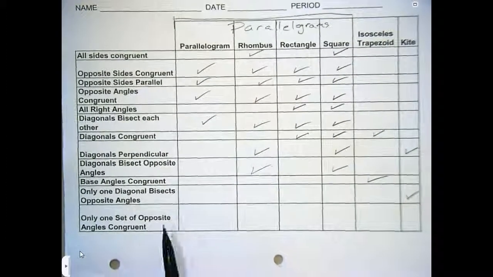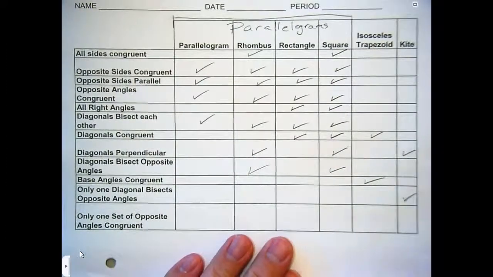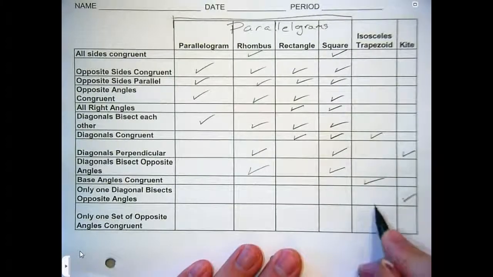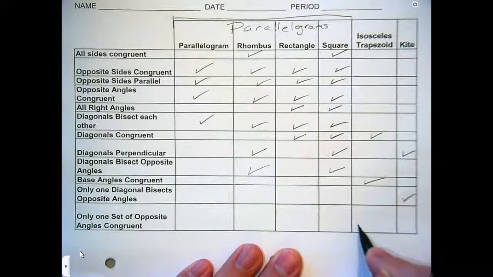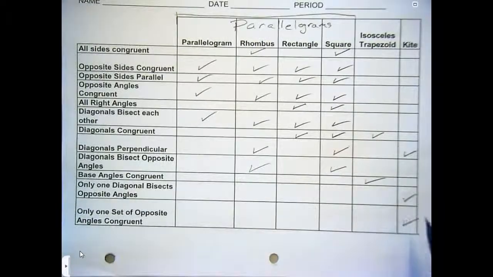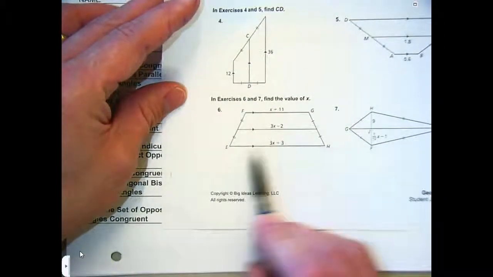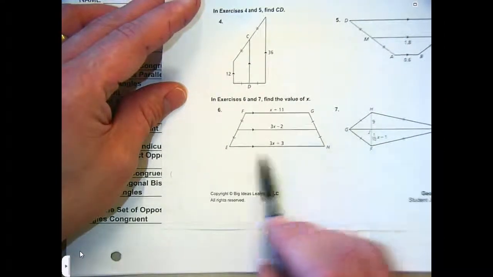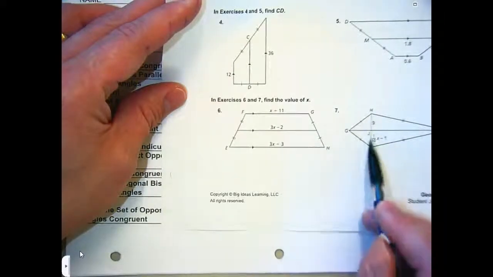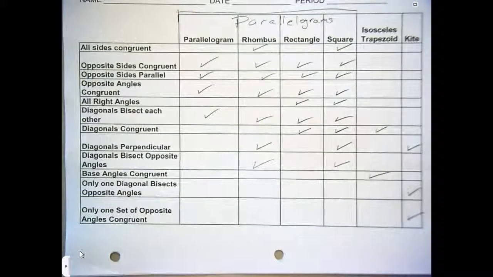All right, only one set of opposite angles congruent. That is a kite. Is it in isosceles trapezoid though? There is one set of angles congruent, right? Here and here. But are they opposites? No, they're not opposites. So in a kite though, these two. Right? Okay. Any others we need to fill in there?